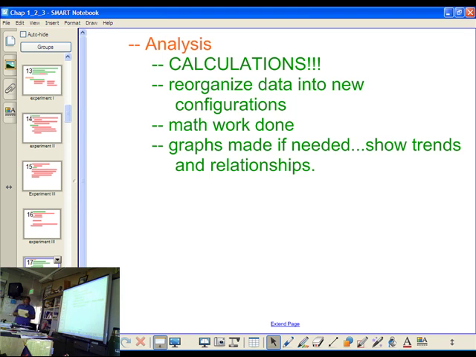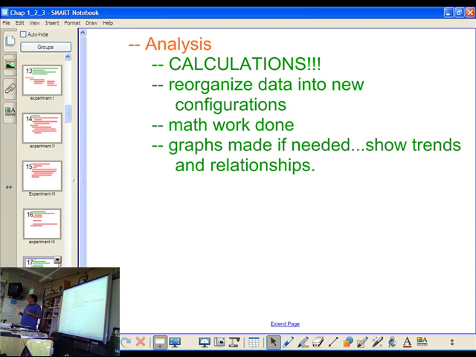But once we get that data, we have to do some analysis, which means calculations, our math work. And to be honest, this is where most of the math in this class comes. Most of the math that you're going to do in this class is going to be in labs. Math with a purpose. The graphs we do. We're going to take that information, make graphs. We do use a lot of graphs. They show trends and relationships. We have a graphing program that we use for the most part.